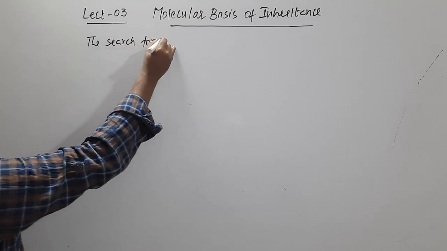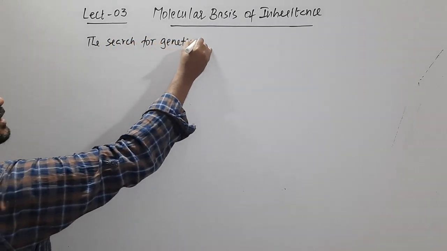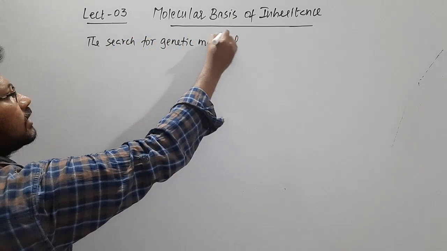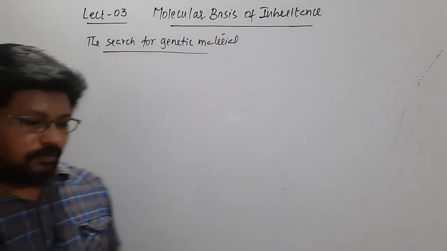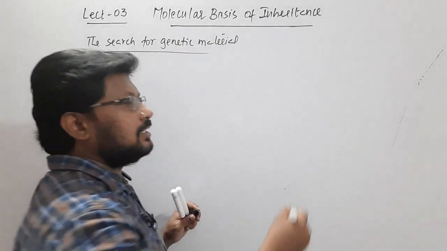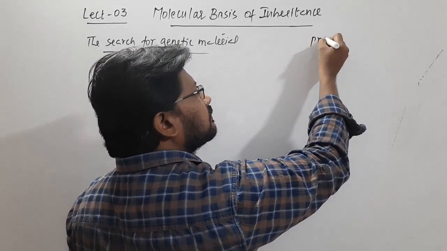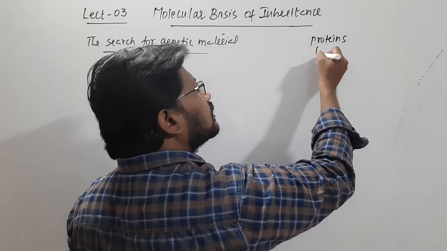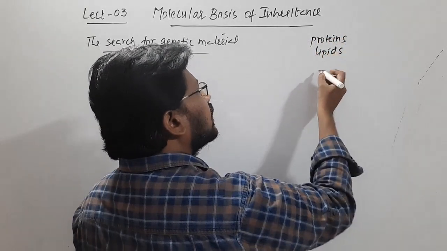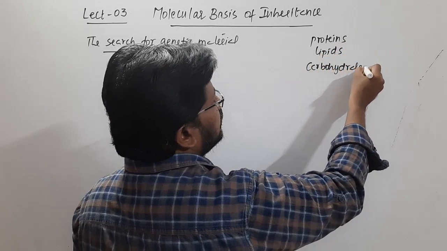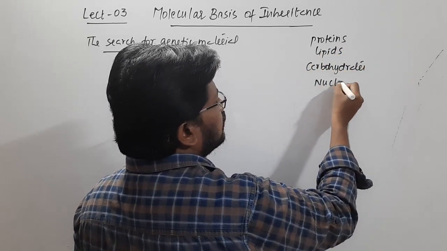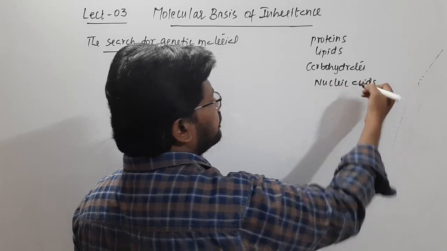The search for genetic material. Now, we know that a cell is mainly composed of proteins, lipids, carbohydrates, and then nucleic acids.